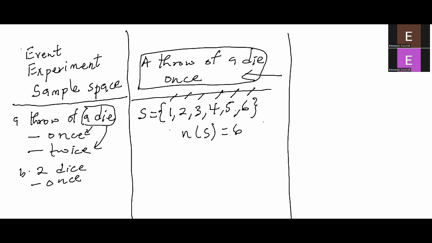So after determining the sample space, what next? The next thing is to be able to determine the event.